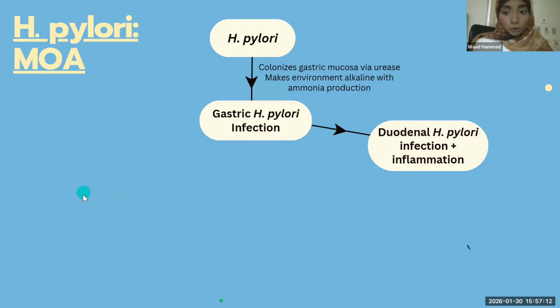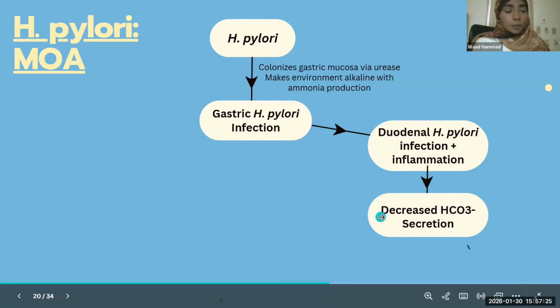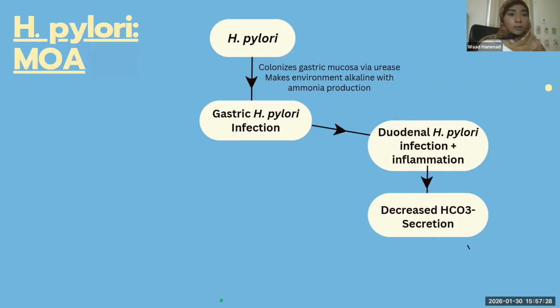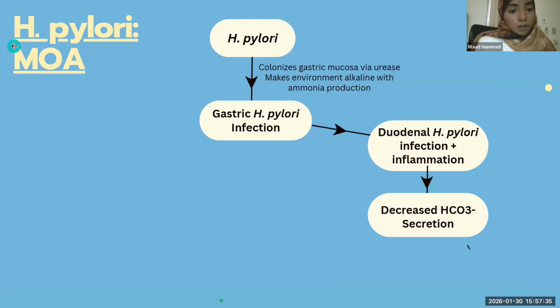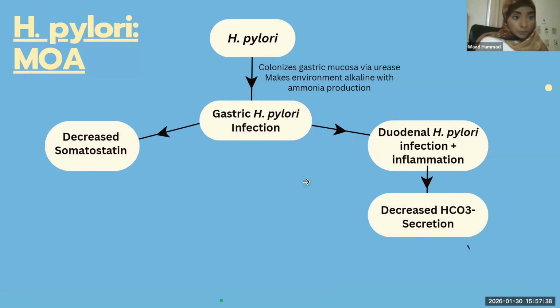So this H. pylori can then also spread to your duodenum, and it can infect your duodenum, and there it causes inflammation and so many bad things. And then because of that inflammation, there's going to be less bicarbonate secretion because everything in your duodenum is messed up. So there's less bicarbonate, so less buffering of the acid. It's a huge problem. And then on the other side, H. pylori can also decrease the release of somatostatin from D cells. As we said earlier, D cells release somatostatin, and somatostatin helps inhibit G cells and our parietal cells.